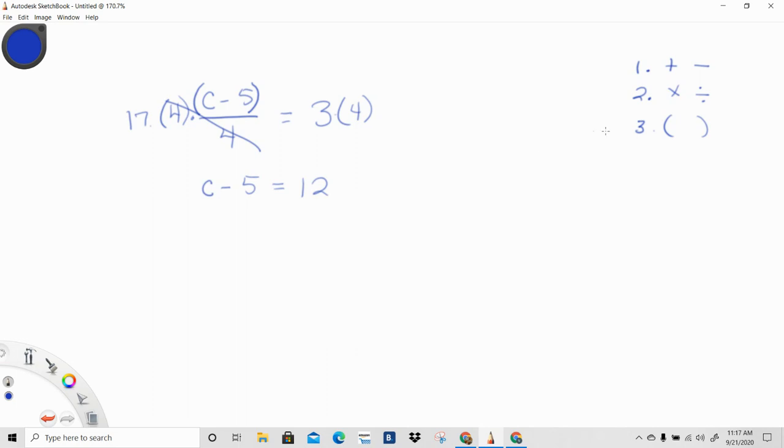Now there's no more parentheses, and we got rid of the division. So now we can get rid of the addition or subtraction. So in order to undo subtracting 5, we're going to add 5 to both sides, and we just get c equals 17. Now you're going to do exactly the same thing on number 18 for that problem. Treat what's above the line as if it were in parentheses and leave it alone until you undo that division.